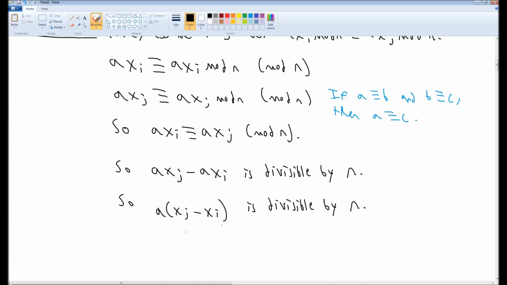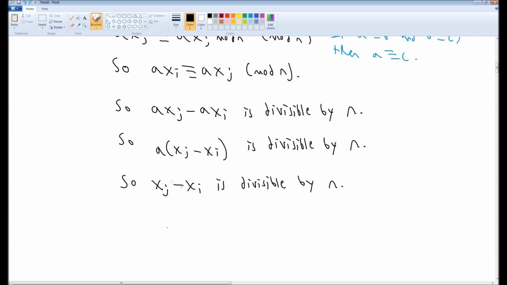Okay, well, now here's the thing. Since a and n are coprime, that means a and n have no prime factors in common at all, right? So that means since this whole thing's divisible by n, all the prime factors that appear in the prime factorization of n also have to appear in the prime factorization of this guy. So that means this part is divisible by n. So therefore, this guy has to be divisible by n.